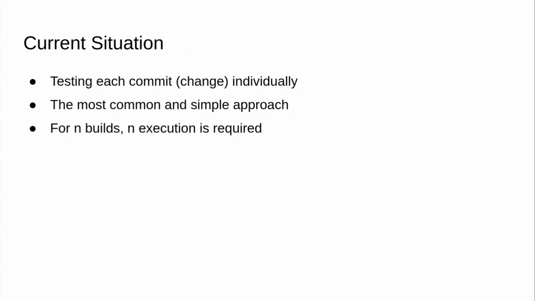Currently, most of the common CI/CD tools test each change individually, which means whenever developers push their changes, those changes start to be tested immediately. This is very common and also simple, and you can have the feedback after each build. But when there are lots of builds, there would be a queue and probably some waiting time. So the formula here is that when we have n concurrent builds, we need n executions to test each of those individually.